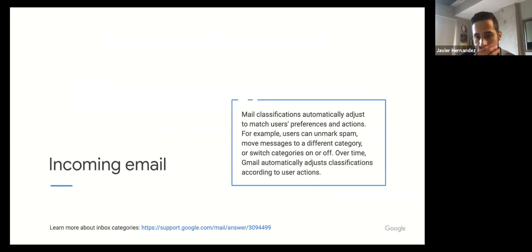So mail classifications automatically adjust to match users' preferences and actions. That means that a lot of how things are categorized and where they end up is actually based on user behavior. Has someone marked your mail as spam? Has someone moved your mail into a particular category? Have they enabled or disabled certain categories? Based on that, we'll look more closely at user behavior to determine whether or not your mail is going to end up in one of the other categories or in the spam box.